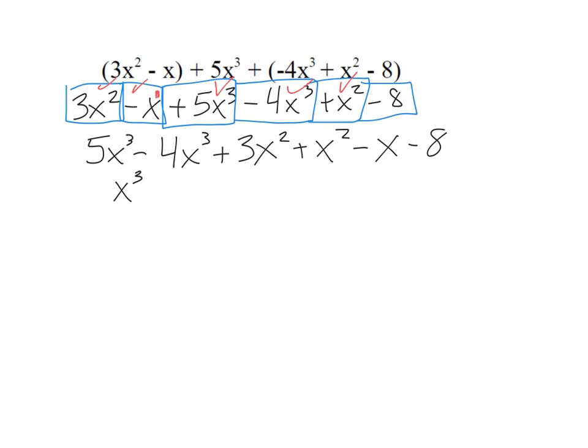So 5 minus 4 equals 1, so that means I have 1x cubed left. And then 3x squared plus x squared is going to give me 4x squared. And there's nothing to combine the x with, so I'm just going to get minus x. And there's nothing to combine the minus 8 with, so I'm just going to get minus 8. I should have put my equal signs here. And now I have simplified this expression.